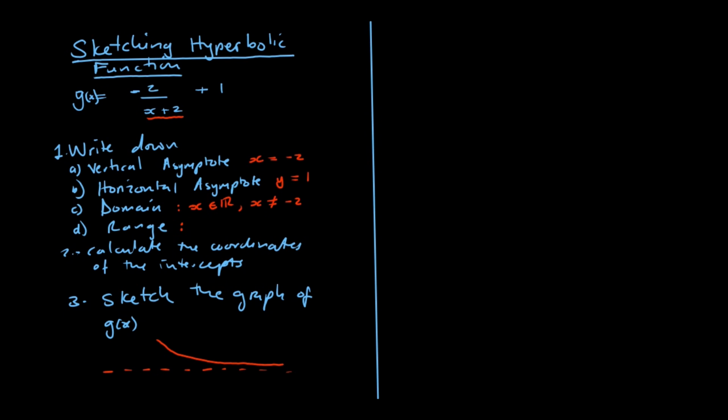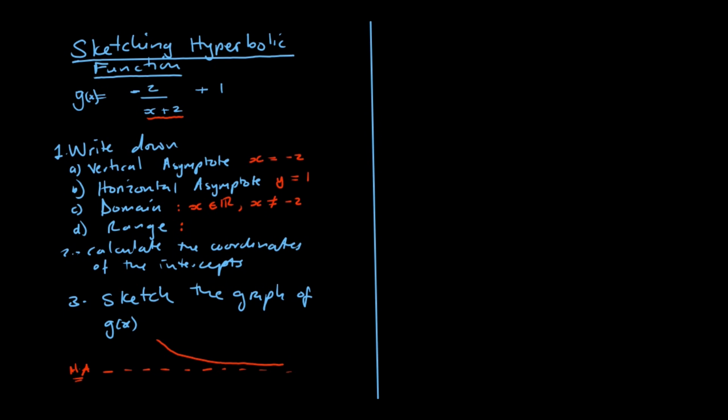Now, we have this dotted line, and let's say this line is a horizontal asymptote. We're saying, let's say this is a graph. Then this graph is supposed to get as close as it can to the asymptote, but should never touch the asymptote.